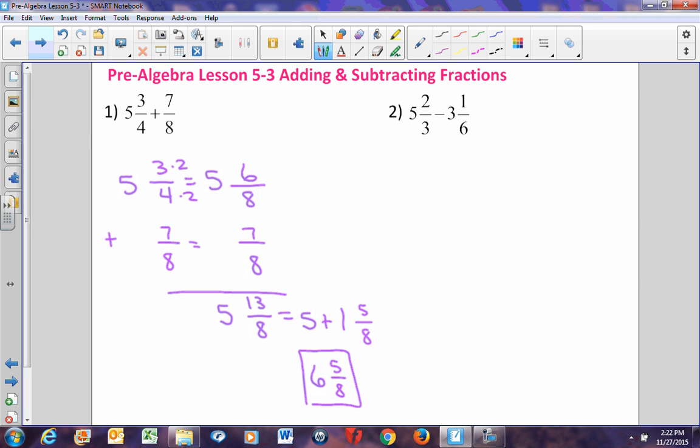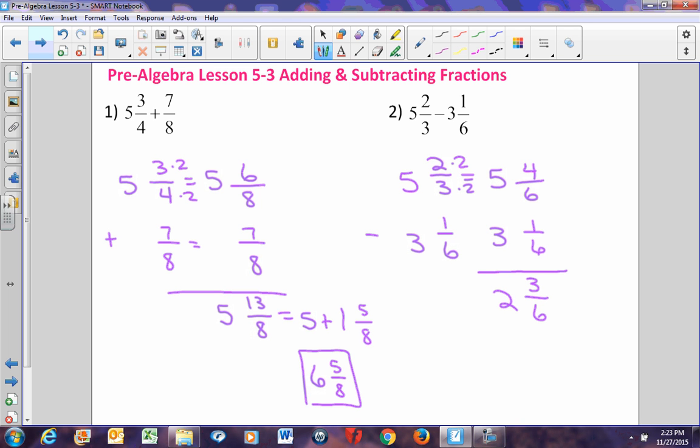Okay. If I have 5 2/3 minus 3 1/6, again, I can keep my mixed numbers. So I'm going to keep 5 2/3. And I'm going to subtract from that 3 1/6. Common denominator is 6. So 5, this is 6, multiplied by 2, multiplied by 2. So this is 5 4/6, minus 3 1/6. 5 minus 3 is 2. 4 minus 1 is 3. 2 3/6 can reduce to 2 1/2. And I'm done. Now that works really, really nicely.